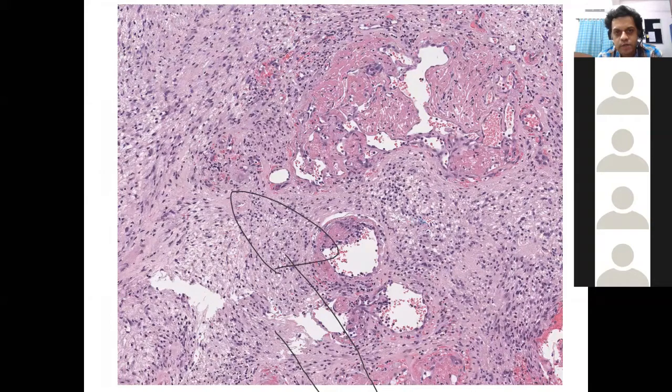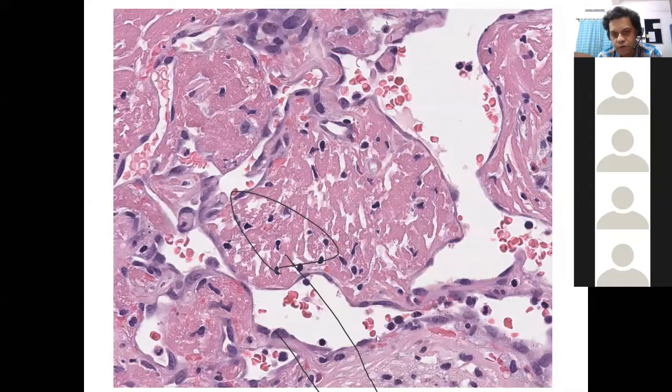Inside, are you able to see some of those pink zones within the vessel, as if it's forming channels, primitive channels within the vessel? So we'll go into it at a higher power. So basically what has happened is, so this is your vessel lining, basically.